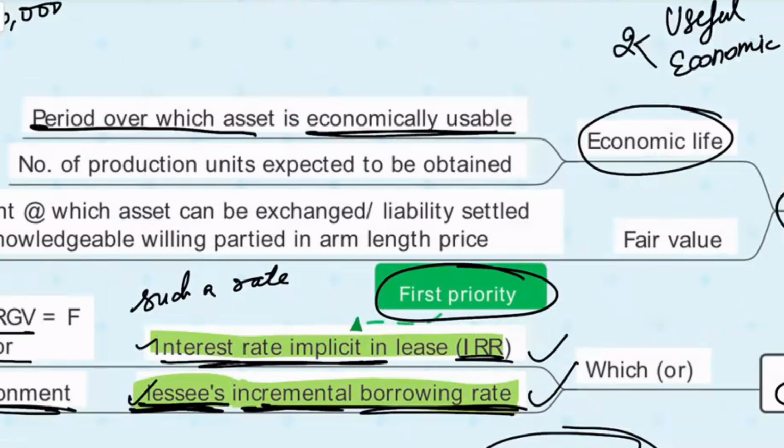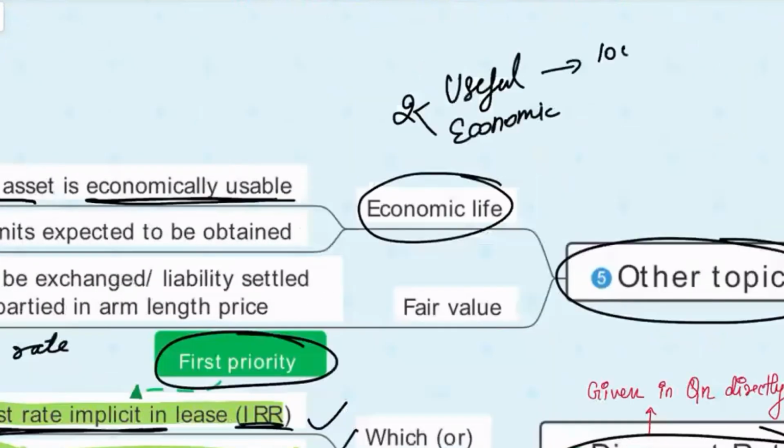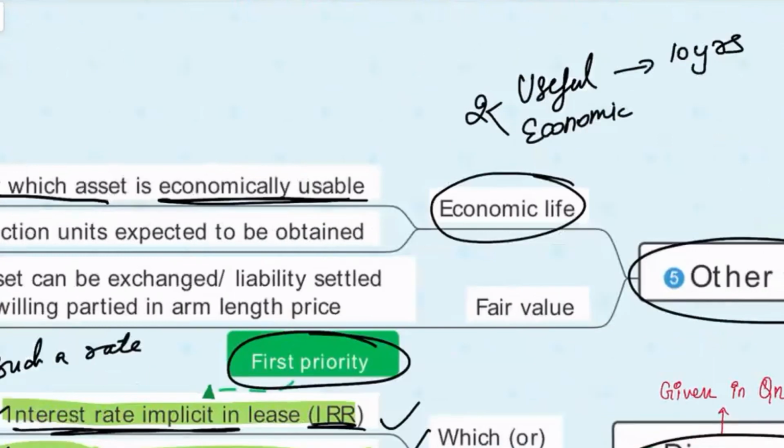Okay, so that amount of period, suppose the asset's useful life might be 10 years, but you will be economically able to generate the benefit from it only for, suppose, 8 years. Then in such case, economic life will be 8 years and useful life will be 10 years.